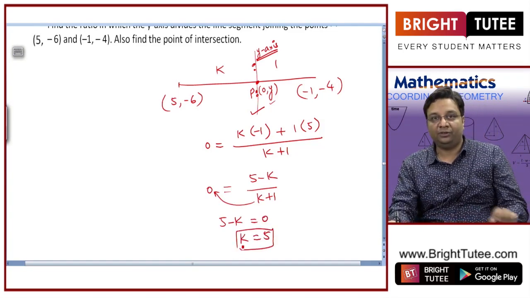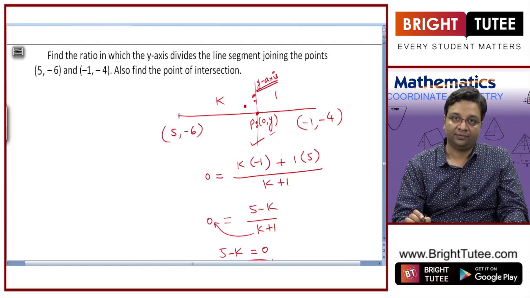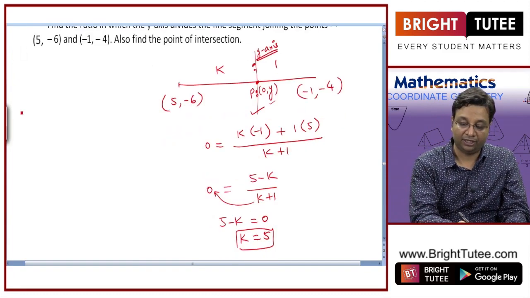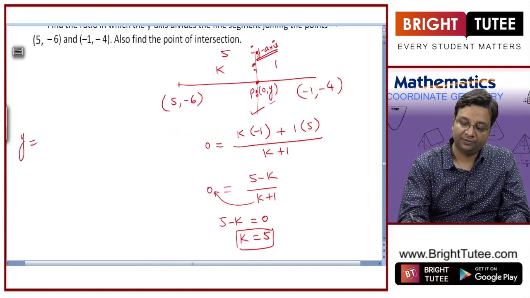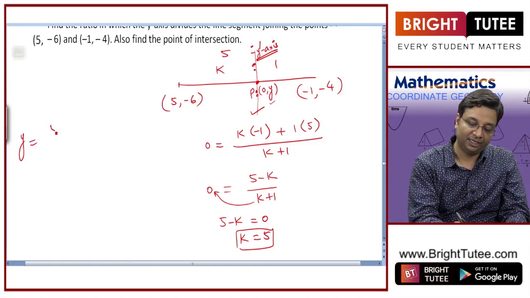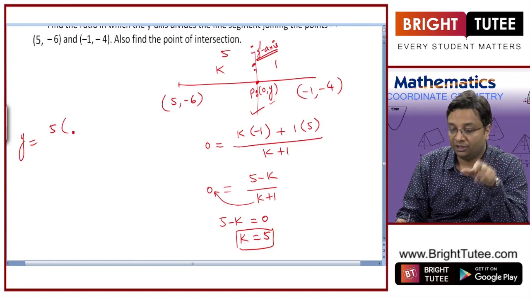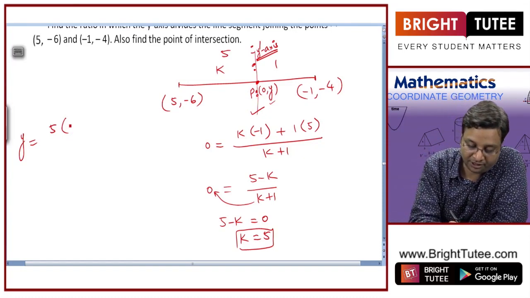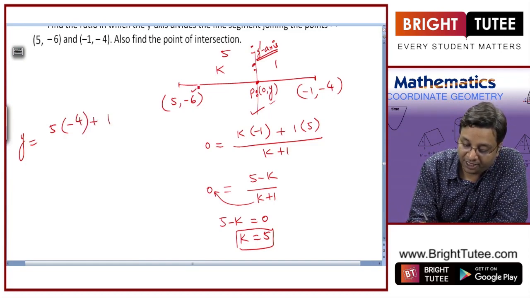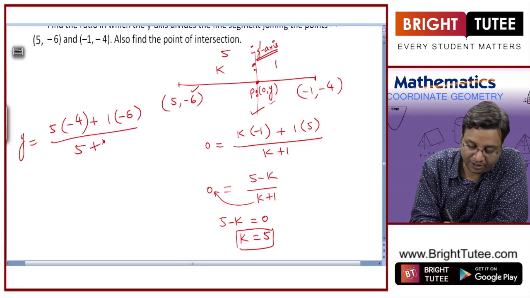So I have got the value of k. Now I know this ratio. This ratio is 5 is to 1, so I can find the y coordinate, which is y. So this ratio is 5 is to 1. So 5 will be multiplied with the y coordinate of this point, which is minus 4, plus 1 will be multiplied with the y coordinate of this point, minus 6, divided by 5 plus 1.